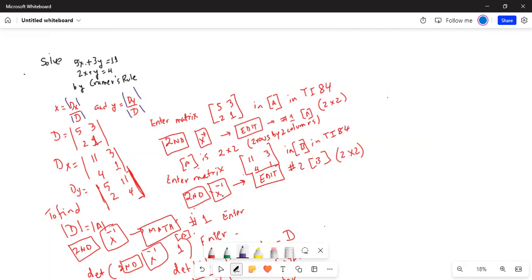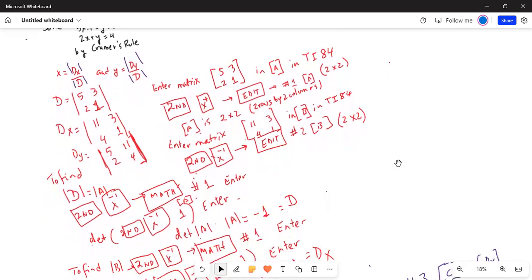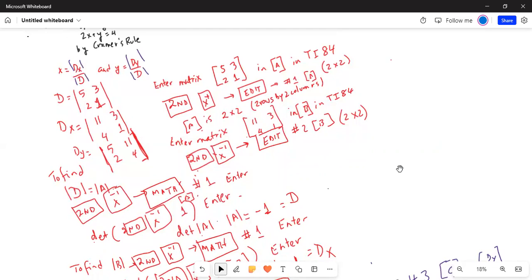Then enter matrix 11, 4, 3, 1 in matrix B. To find the determinant, we will use second x inverse, matrix. So we have entered A as D and B as Dx.